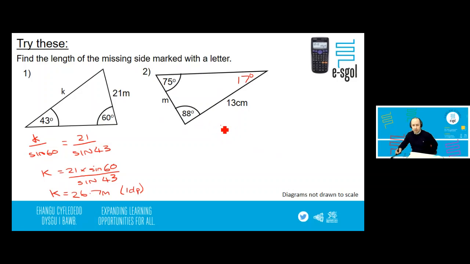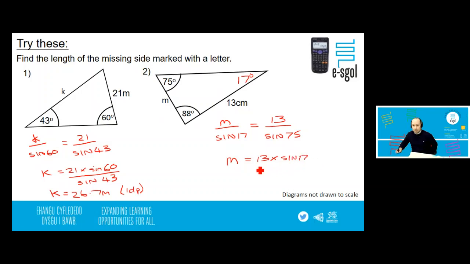So I'm going to find the value of M. So M is divided by the sine of 17, because it's the angle that's opposite M. And all of that is equal to the side of 13 I've been given, divided by the opposite angle, which is 75, so the sine of 75. And when I move things about, I'm going to move the sine of 17 up. All of that is going to be divided by the sine of 75 in a moment.